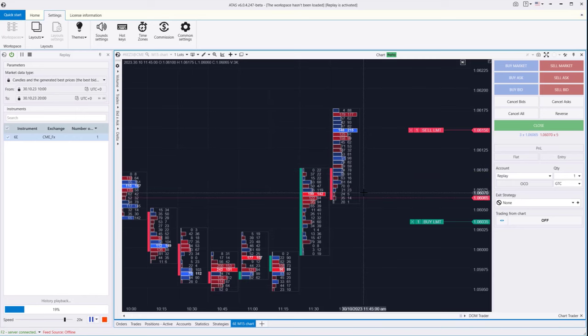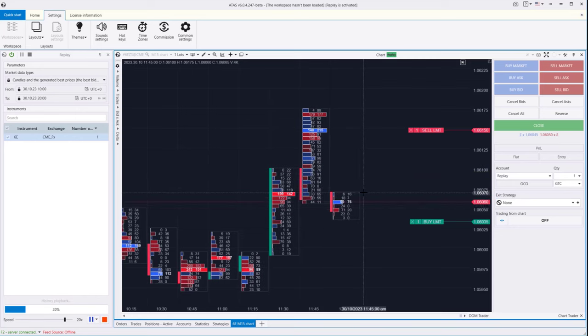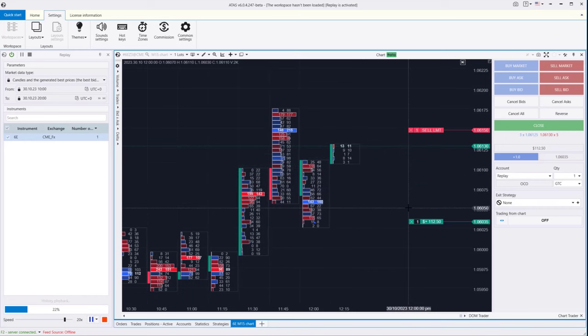The first order to trigger was the buy order. Of course, we should consider a stop loss. However, in replay mode, we can afford this negligence, which would be unacceptable in real conditions. We can learn what happens when trading without stops, but not this time. The price reached the resistance level, which acted as a take profit.